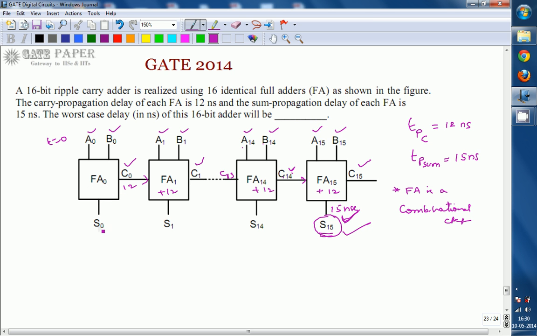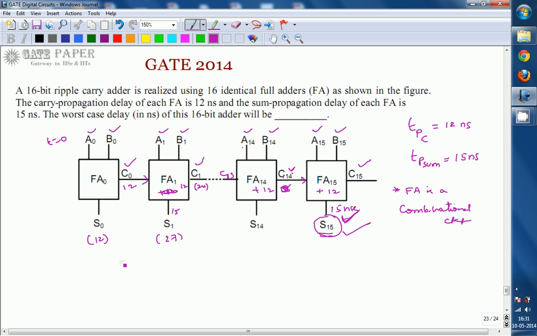S0 is available after 15 nanoseconds, and S1 is available after 12 plus 12, which is 24, plus 15, so after 27 nanoseconds. S1 is available. Then 24 plus 12 is 36, after which you will get the next one.